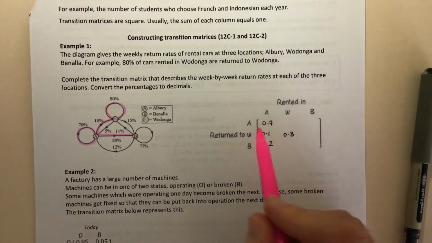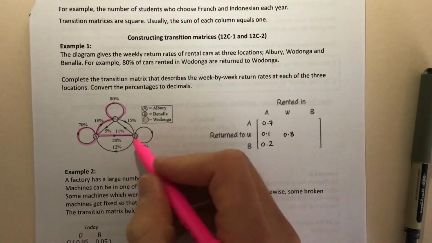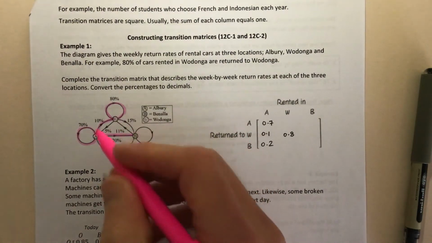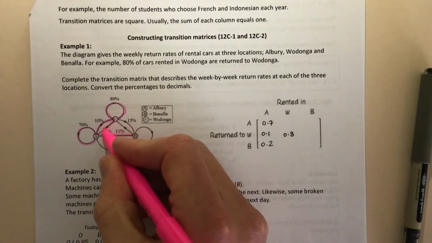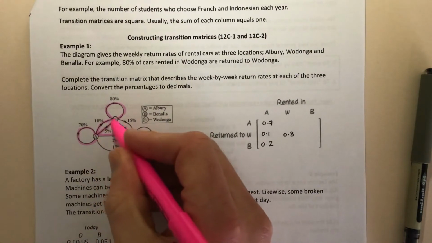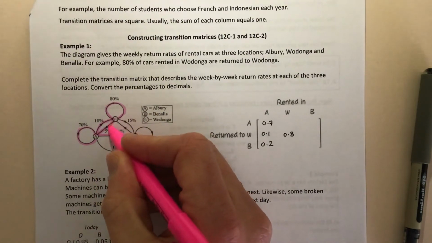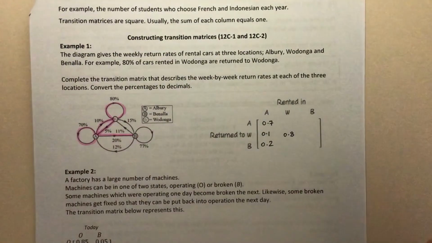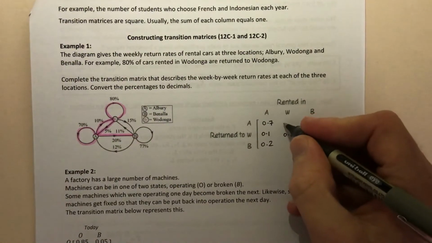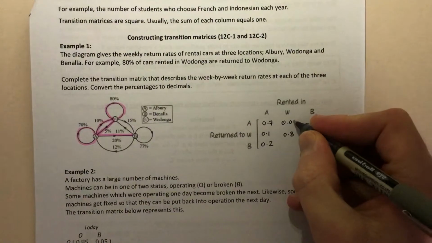Let's look at Wodonga to Albury. So we find the arrow that goes from W to A, and that's back here. Right, that's 5%. So 5% of the cars rented in Wodonga get returned to Albury. Now 5% as a decimal number is 0.05.